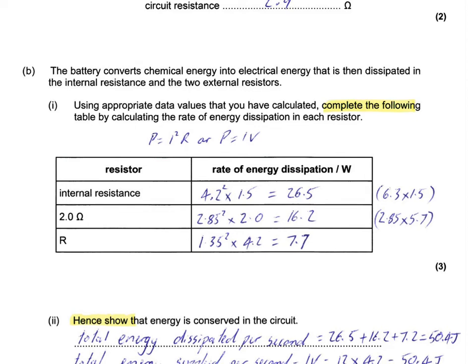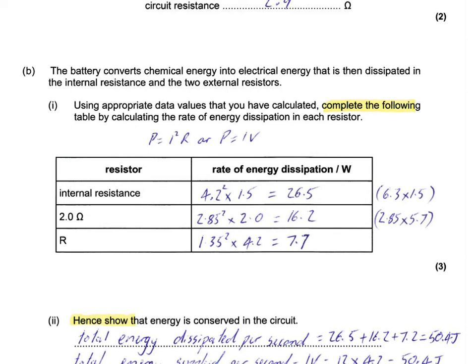For the 2 ohm, we've got 2.85 amps going through, squared, times R, 2 ohms, gives us 16.2, and for R, it's got that much current, 1.35. We had calculated a resistance of 4.2, which gets to 7.7 watts. You could also have done the first two using P equals IV, because in fact all three, I don't know why I've missed it off for R.